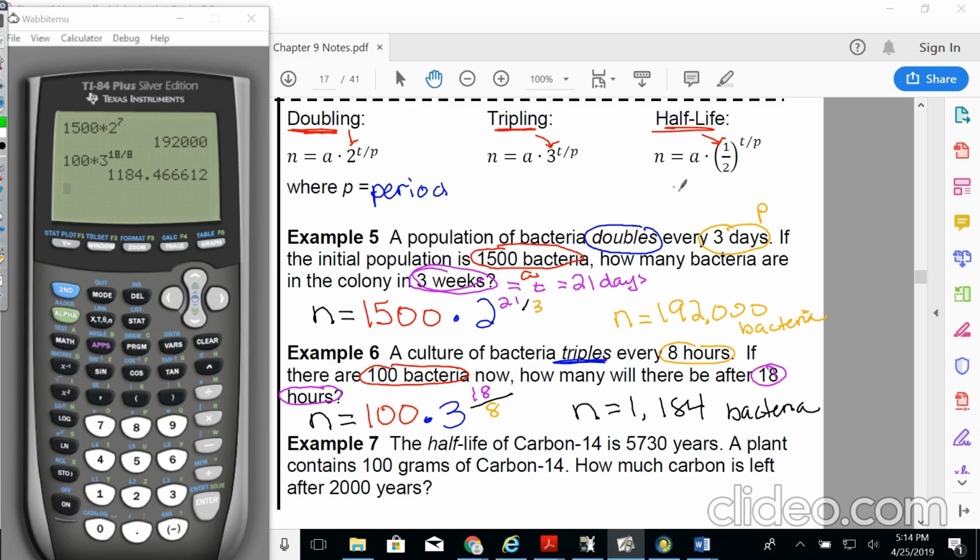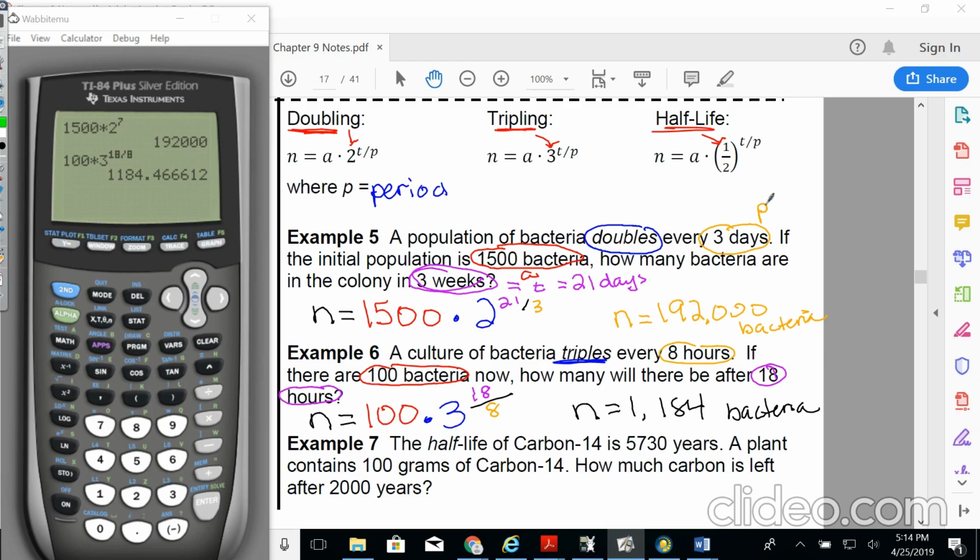Now, half-life, you see half-life in radioactive decay. So if you put something out on the ground, how long does it take for the substance to reach half the amount that it started with? So that's when we use half-life, for decay. So here it says the half-life of carbon-14 is 5,730 years. A plant contains 100 grams of carbon-14. How much carbon is left after 2,000 years?